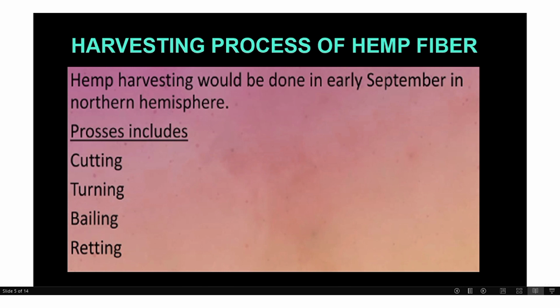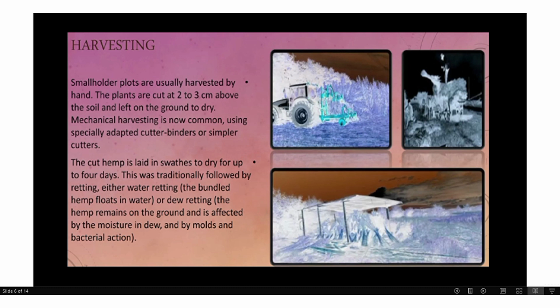In the last, we will also discuss the harvesting process of the hemp fiber. It would be done about early September, and cutting, turning, baling, gritting. These are the steps included in the harvesting process for the hemp fibers. Harvesting of smallholder plots is usually done by hand, and plants are cut at 2 to 3 centimeters above the soil and left on the ground to dry.